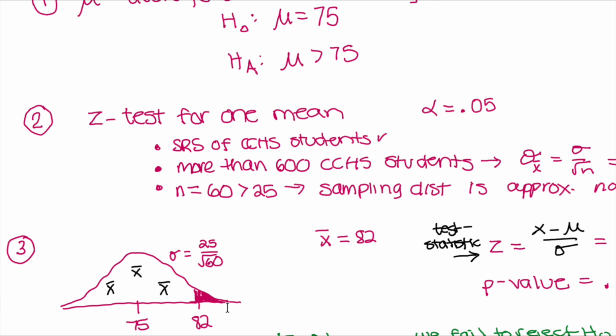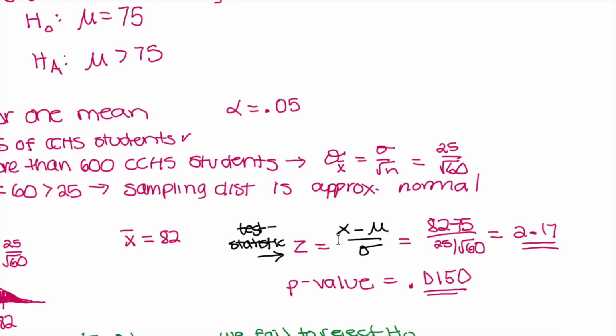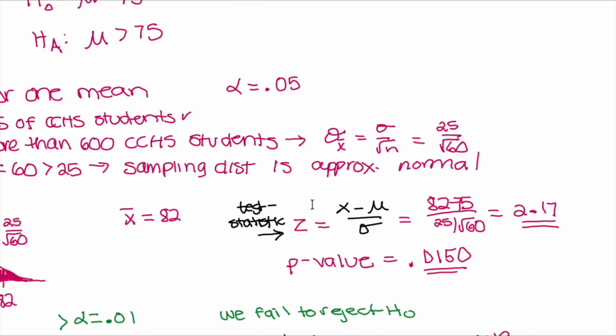Okay, so after we draw this, we will have to do the test statistics, and one of them is going to be the z-score. Remember, the z-score formula is x minus mu divided by the standard deviation. In here it is going to be 82 minus 75 divided by 25 divided by the square root of 60, the whole thing right here. This is what we calculated above, and we get 2.17 as our z-score.